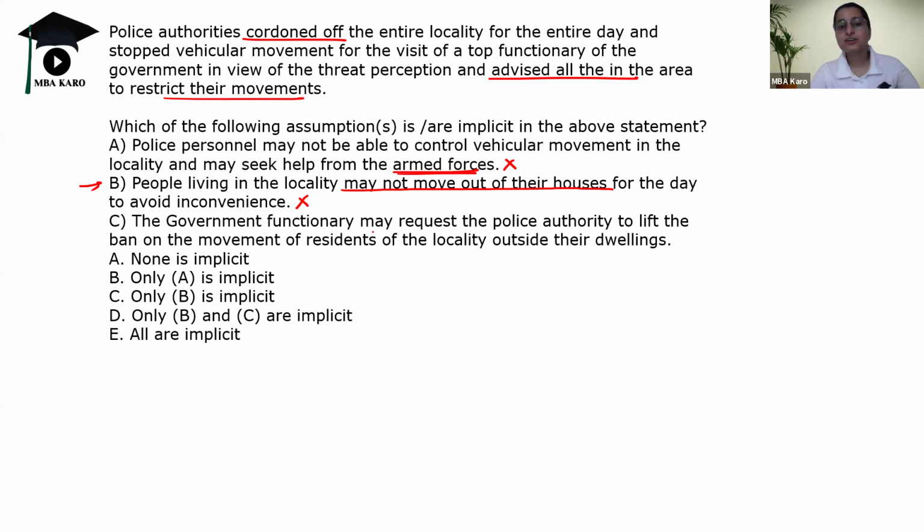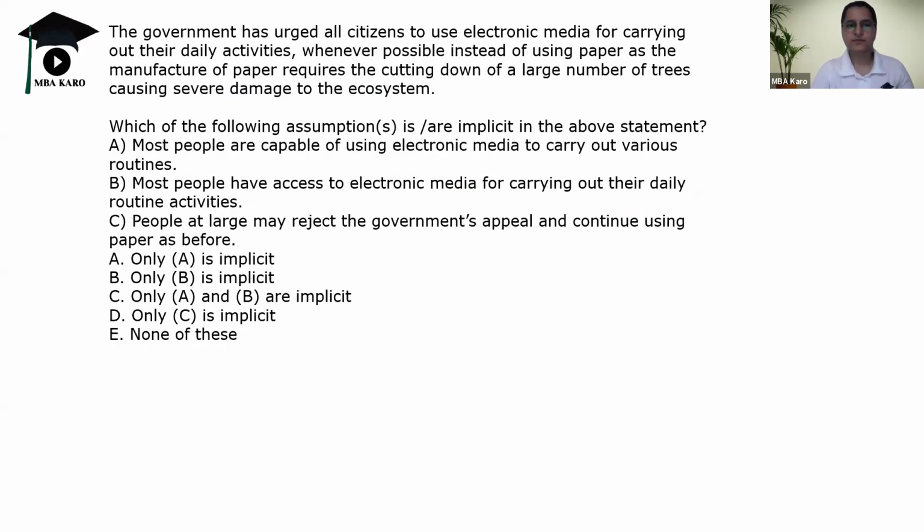C option says the government functionary may request the police personnel to lift the ban on the movement of residents of the locality outside their dwelling. If this was the case, our entire effort is wasted. And moreover, this is not supporting the statement. So in this one, none is implicit. Okay. Next one.